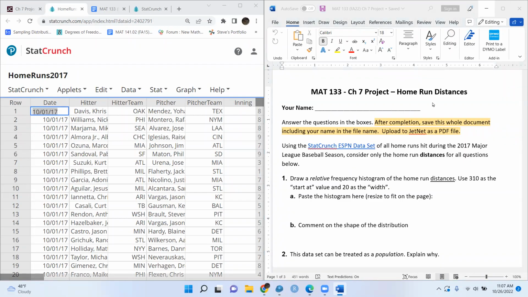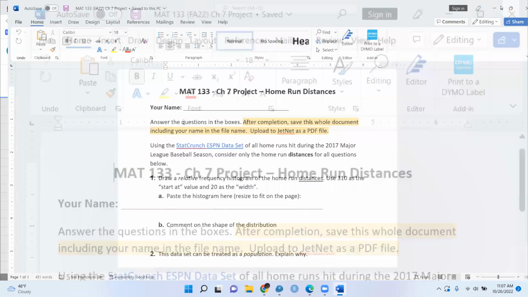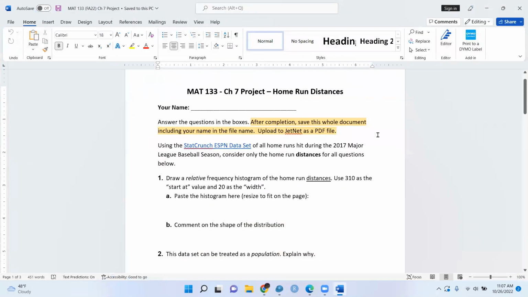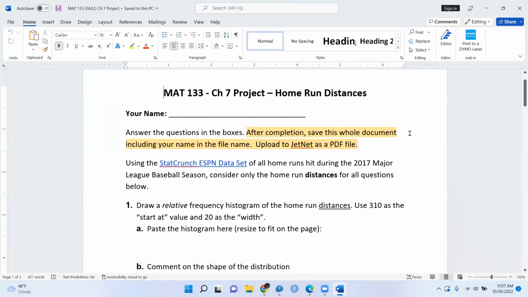So let's all start in the Word document. I'll just make this full screen. So all you see on my screen is the Word document, and we're just going to read what we're going to do.